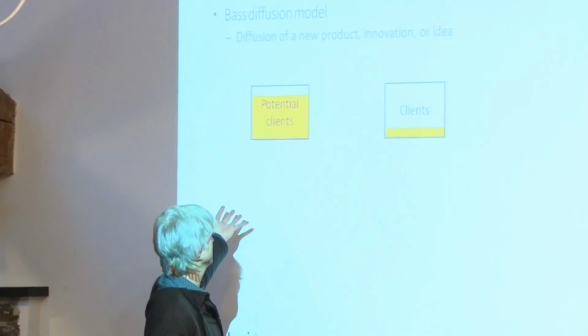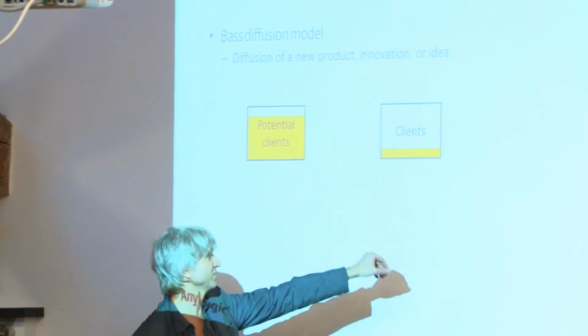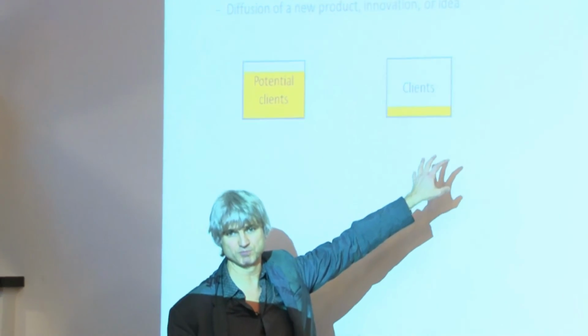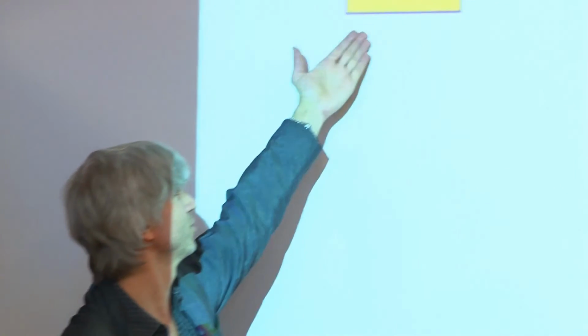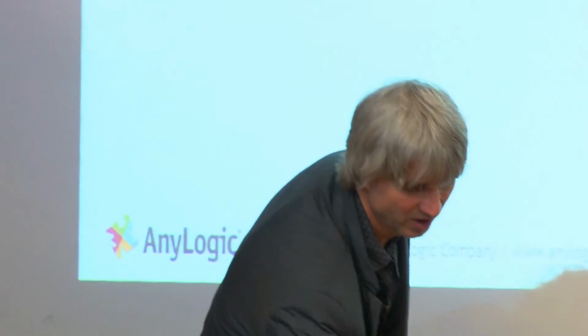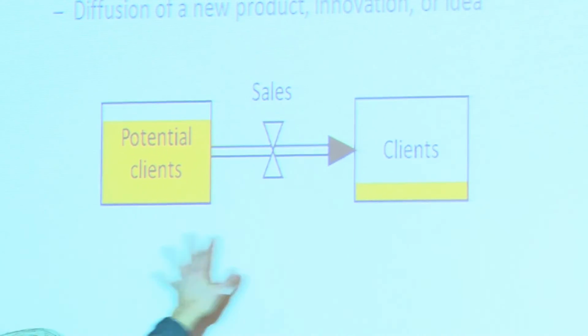So you may start with drawing two stocks. These are my clients, people who already bought my product. These are potential clients, people who may buy my products. So I'm interested in converting these guys to those guys, so moving them from here to here. So these are my two stocks, and as I sell, there's a flow from potential clients to clients. So stocks and flow. Flow is another term in system dynamics.